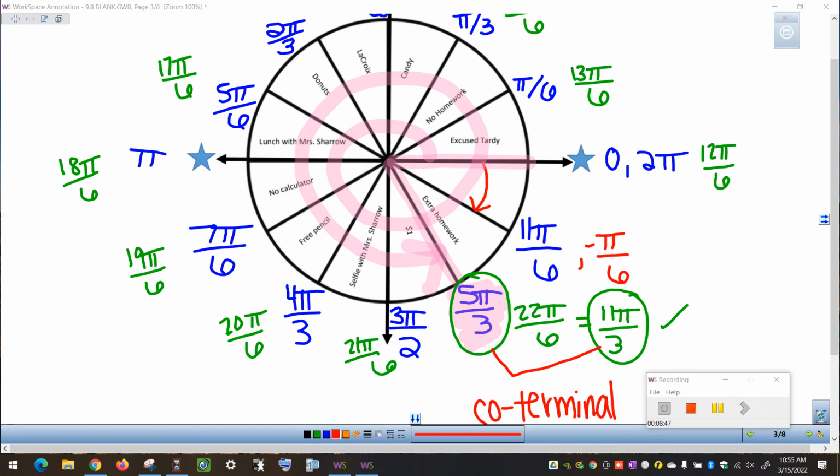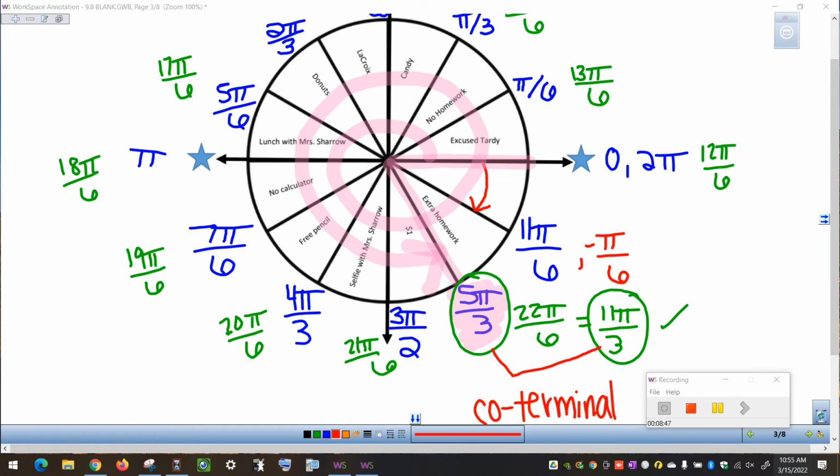Are we okay with that? All right, so 1 full time around in degrees is 360 degrees. In radians, 1 full time around is 2 pi. Well, what if we changed our starting position to be here at 5 pi over 3? And we go 1 full time around the circle and we land in the same place? How many radians did we go? How many radians is it if you go 1 time around the circle, no matter where you start? 2 pi. And so the way we get coterminal angles in radians is we add or subtract 2 pi.